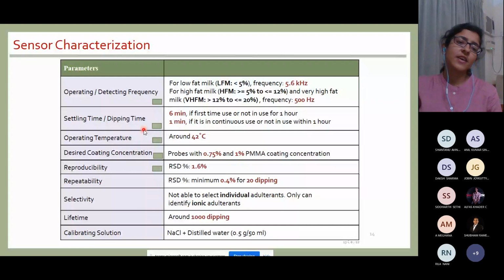So first, the operating and detecting frequency, because we are saying that the phase angle is changing. That means it is an RC sensor. So we are giving a voltage and a frequency to the sensor, means we are passing a sine wave to the sensor. But at what frequency will it give you the better or maximum result?